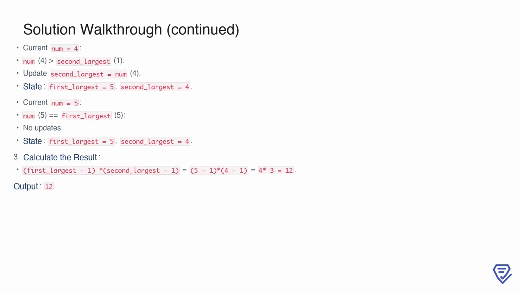Finally, we look at the last number, which is another 5. Since it is equal to first_largest, no updates are needed. The final values are first_largest equals 5 and second_largest equals 4. Using the formula, (first_largest - 1) * (second_largest - 1), we calculate (5 - 1) * (4 - 1), which equals 4 times 3, resulting in an output of 12.